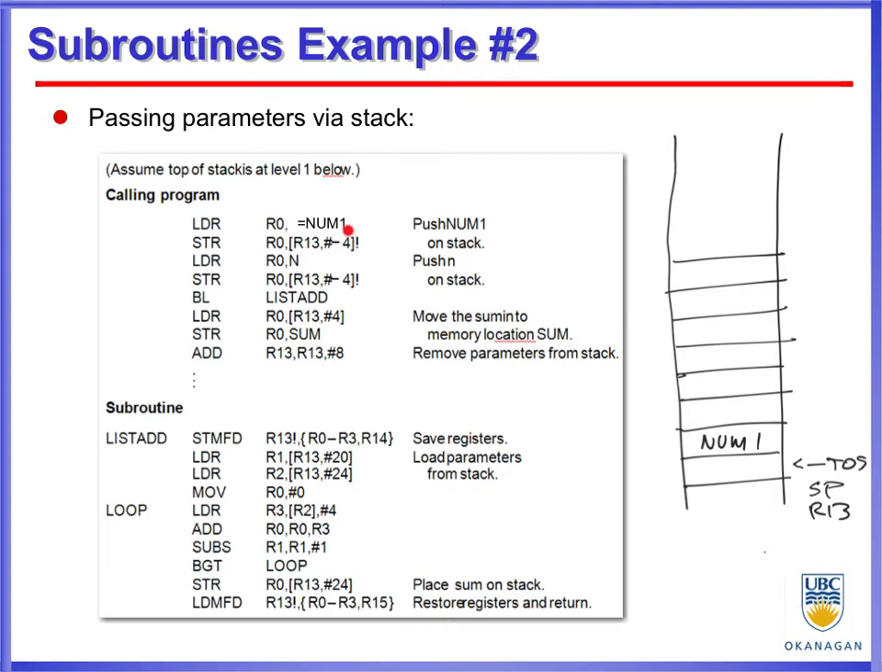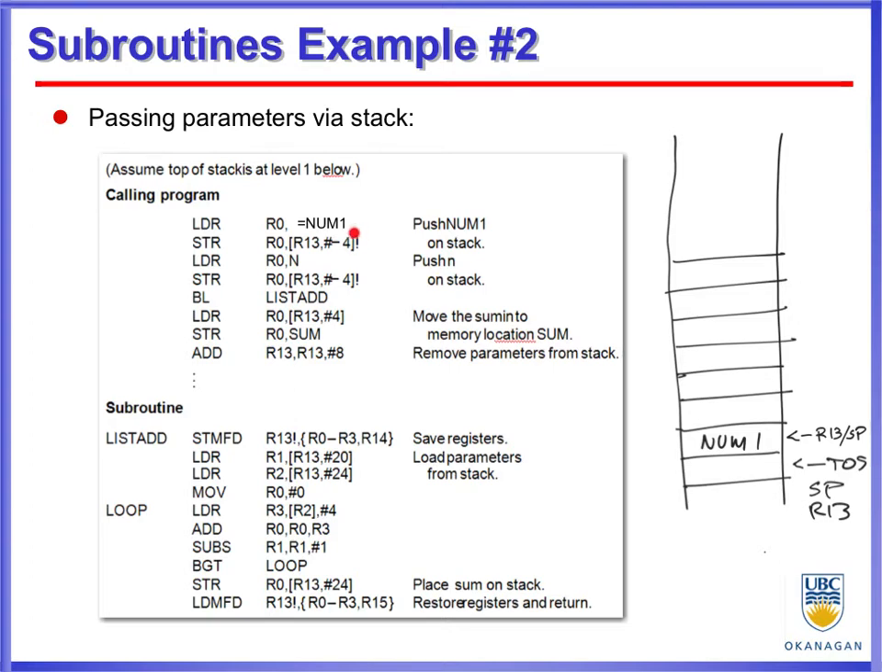And then because of this exclamation mark, we have write back, which means the register inside the square brackets is actually changed to its new value. Okay? So now R13, our stack pointer, is pointing here. It now contains the address of this memory location. And what's stored at that memory location is an address called num1. Okay, so we've pushed that onto the stack.